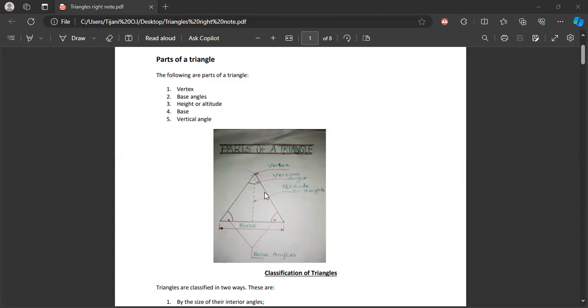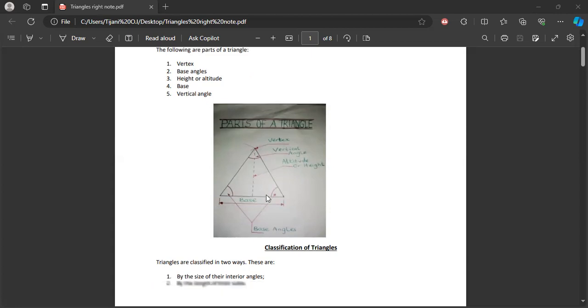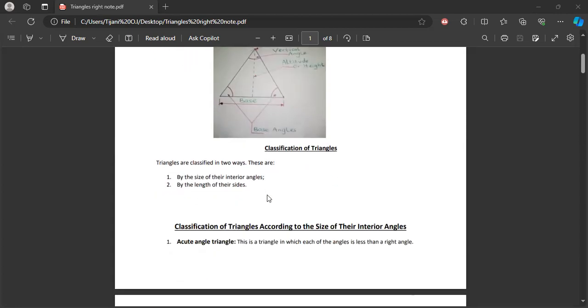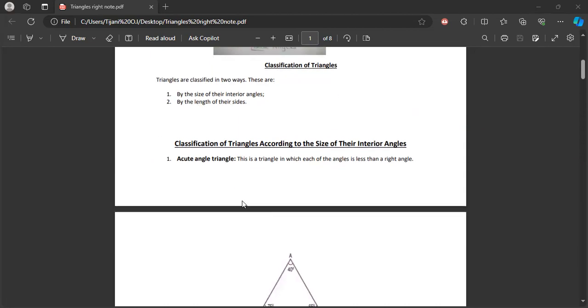Then the next thing that we're going to talk about here is the classification of triangles. Triangles are classified in 2 ways. Number 1, by the size of their interior angles, and the second classification is by the length of their sides. Now let's look at this one by one. So we are starting with the classification of triangles according to the size of their interior angles.